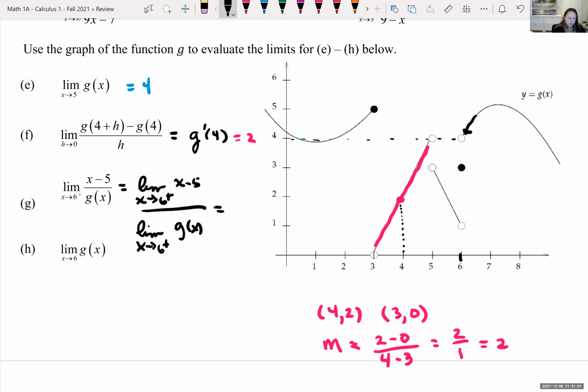So we saw as we were coming in on the right of 6 that the y value we were getting is 4. So I have 4 in my denominator. And then plugging direct substitution 6 in for x in my numerator, I got that 6 minus 5, which is 1. So this limit of x approaches 6 from the right of x minus 5 over g of x should be 1/4.